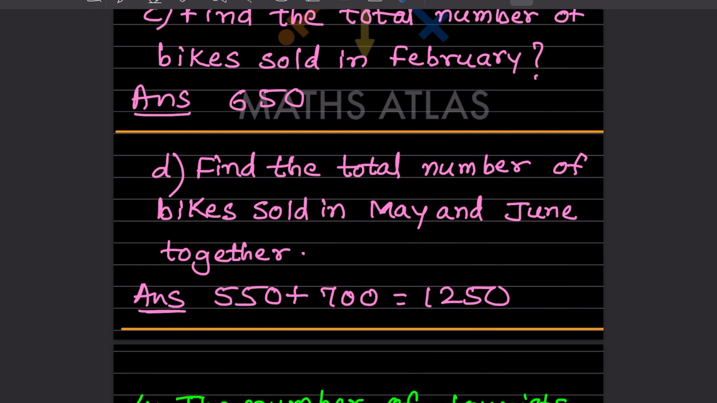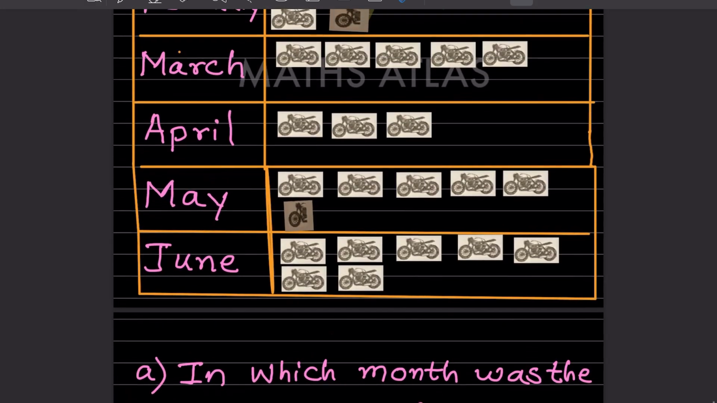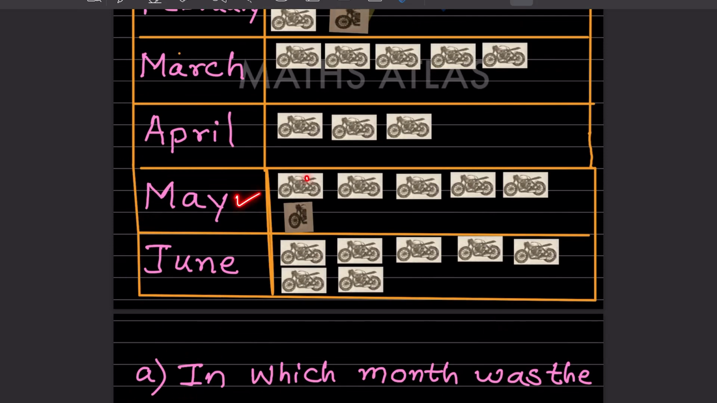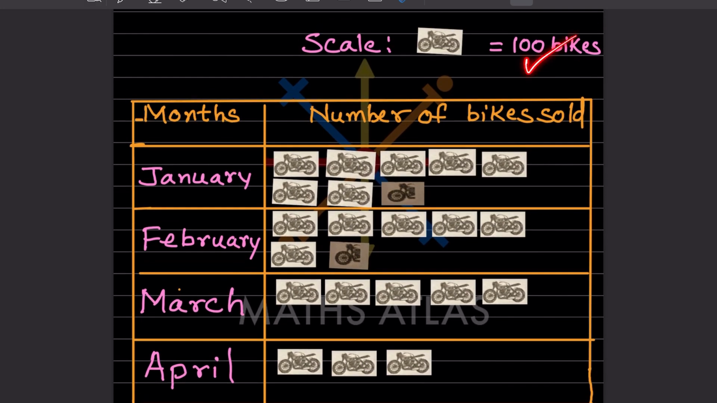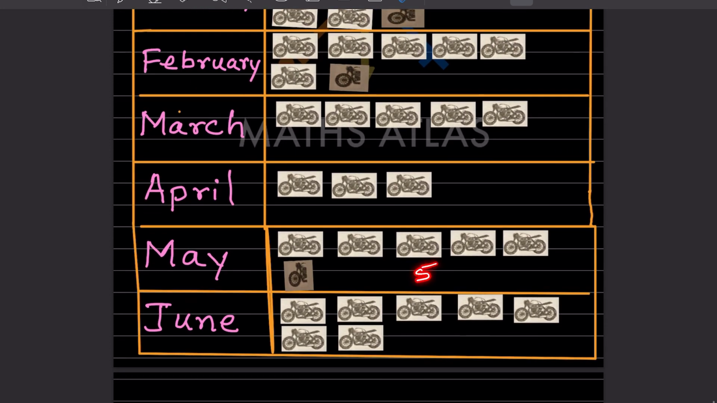Now find the total number of bikes sold in May and June together. So now look at here. May, how many are there? 1, 2, 3, 4, 5. So 5 into 100, this is 100, so we can write here 5 into 100, and this is the half part, so this is going to be 500 plus 50, that will be 550.